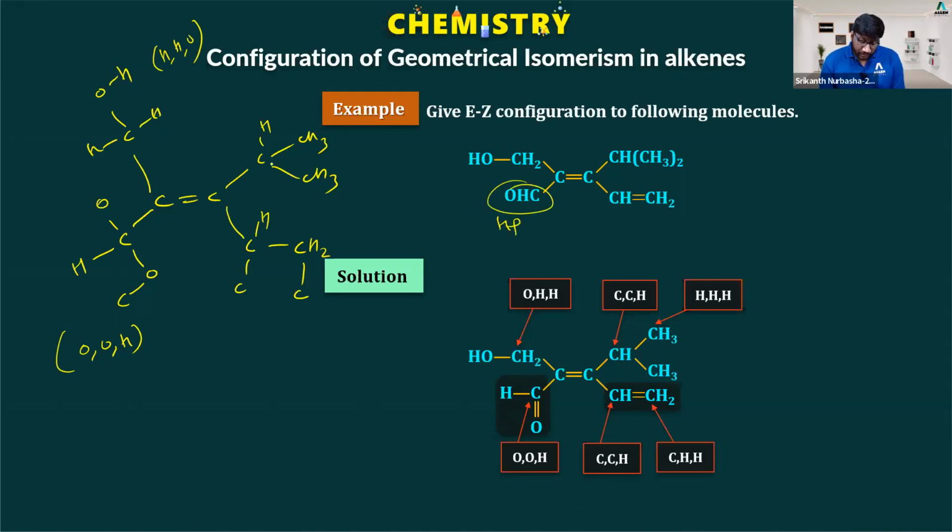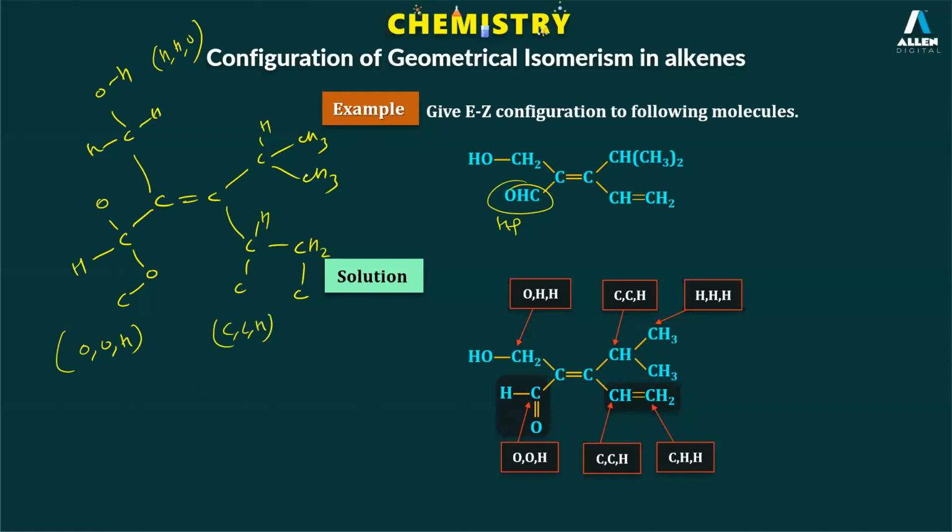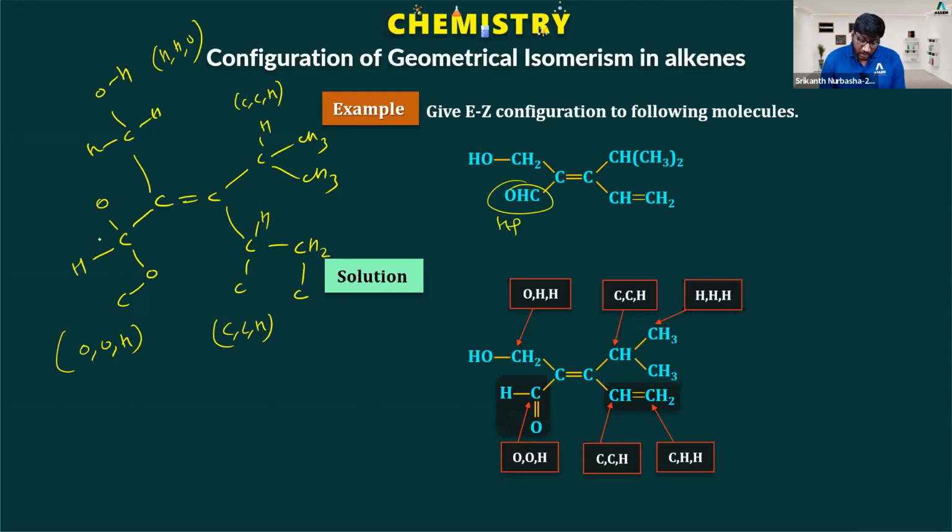To this side, what do we have? Immediately connected carbon has carbon, carbon, hydrogen. Here also carbon, carbon, hydrogen. To the next carbon, what do we have, students?